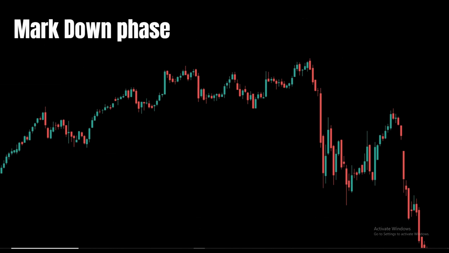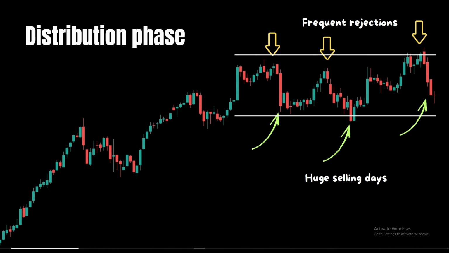As retailers continue to buy the stock, fueled by recent euphoria and highly positive news flows, they give enough liquidity for the smart money to move out easily. So here the distribution is in full swing. You can see it. Coming to stage 4, it is called the markdown phase.